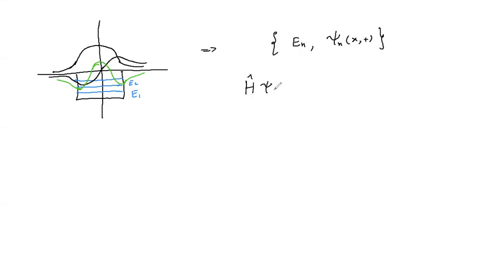So all these solutions came from the Schrödinger equation. Hamiltonian applied to the wave function, I must get the same function and some constant, which we call energy.